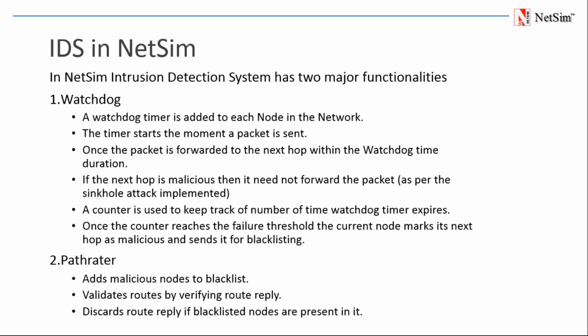It adds the malicious node to the blacklist, and it validates routes by verifying the route reply and discards the route reply if blacklisted nodes are present in it. So these are the two main functions in IDS.